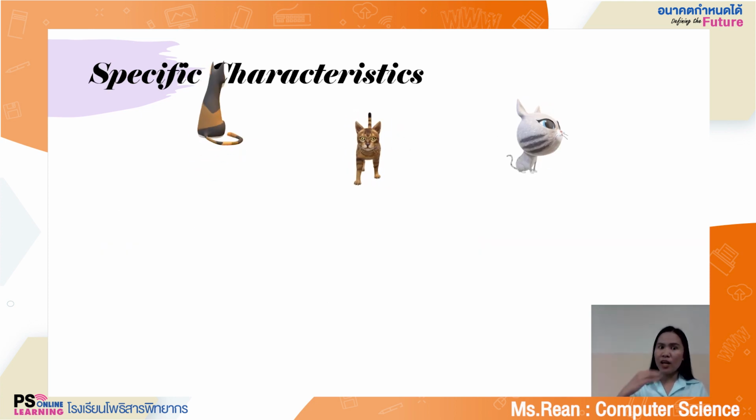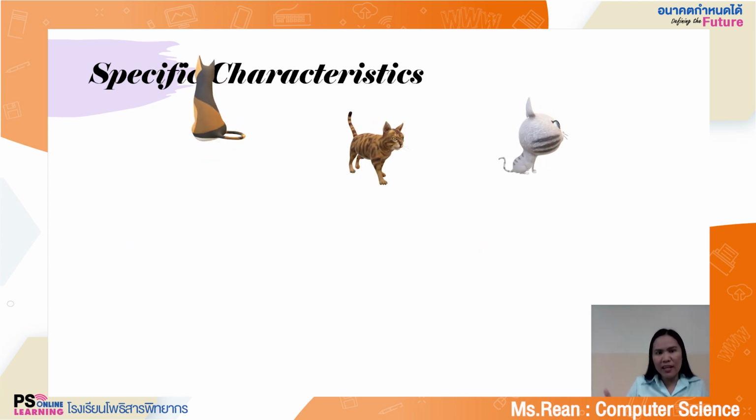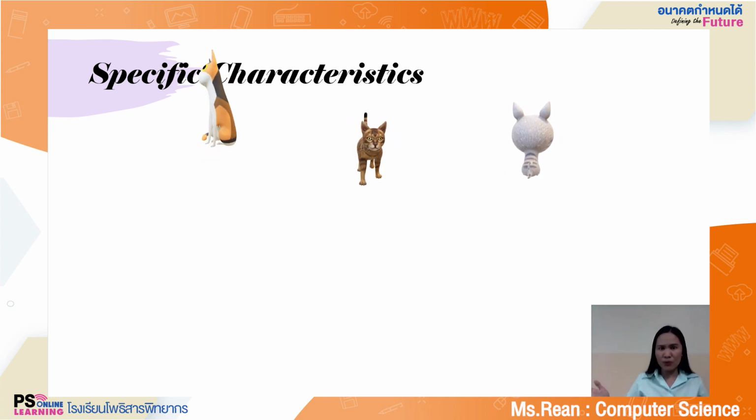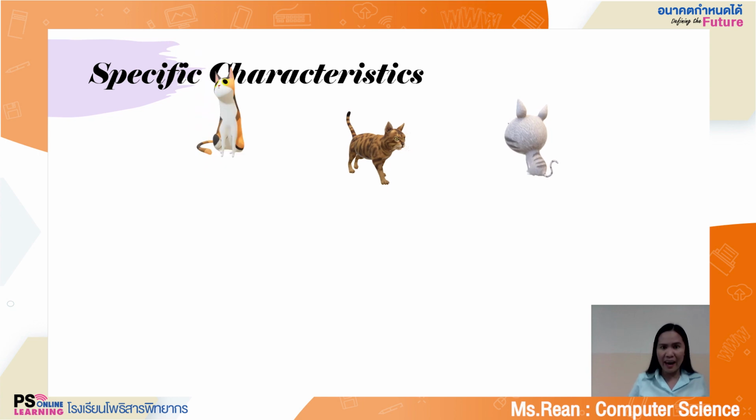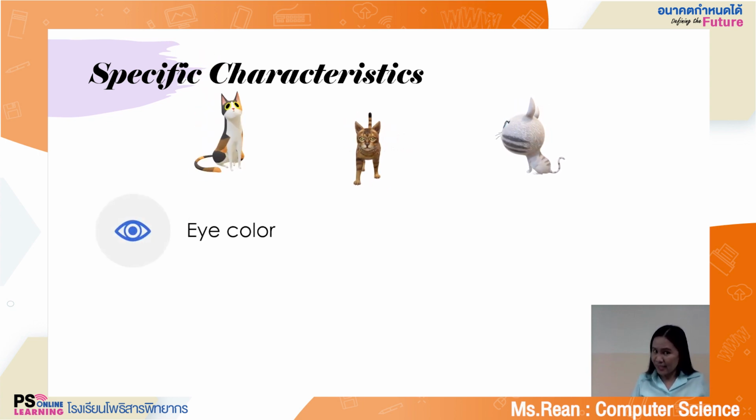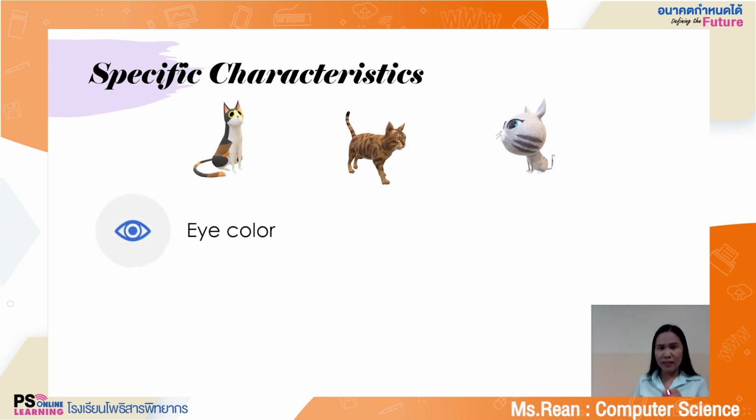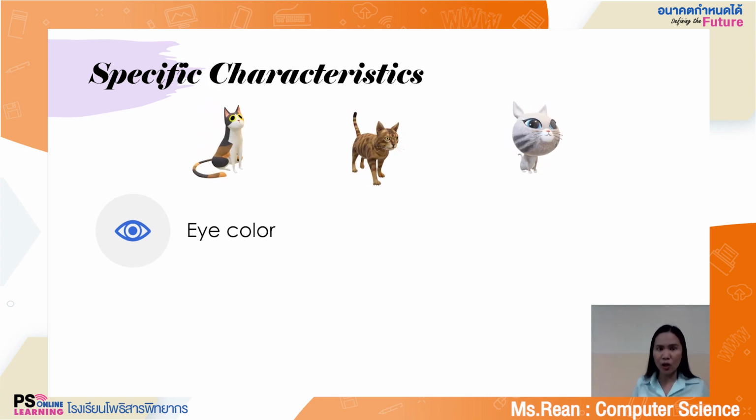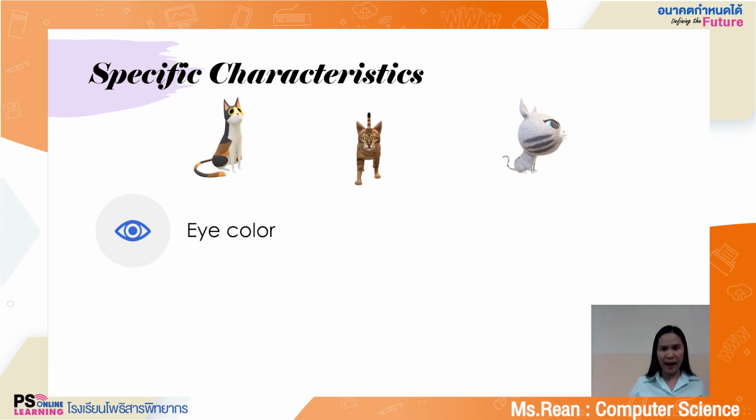If we have general, we also have a specific characteristic. What is the specific, wherein they don't all have? Let's see. Eye color. This one has blue eyes, the other one is yellow. So the eye color, they all have eyes, yes, but they have different eye colors.